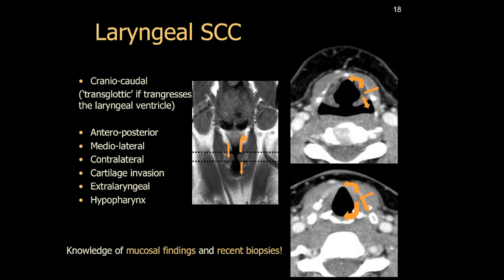Tumors can also spread in the anterior-posterior direction, mediolaterally, extend to the opposite side, invade the cartilages, extend to the extralaryngeal soft tissues, or spread posteriorly to the hypopharynx. All of these things need to be carefully assessed. One also needs to know what the mucosal endoscopic findings are and whether or not there have been recent biopsies, which may influence the imaging appearances.